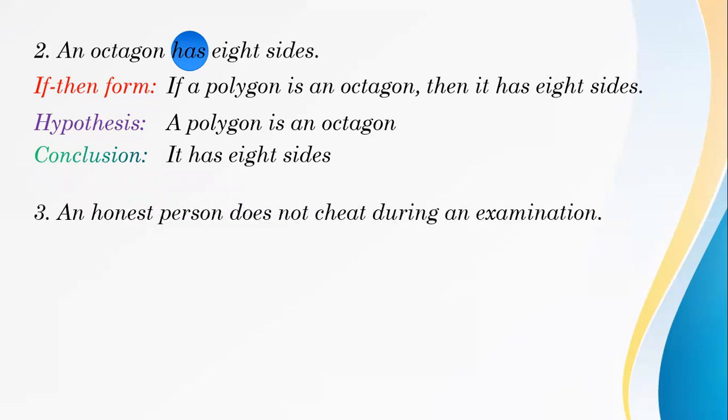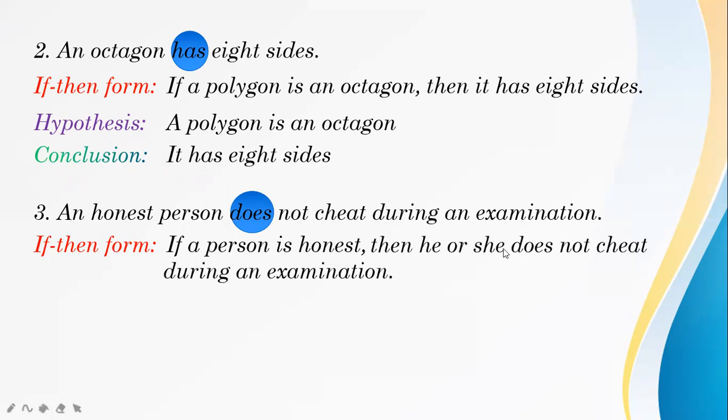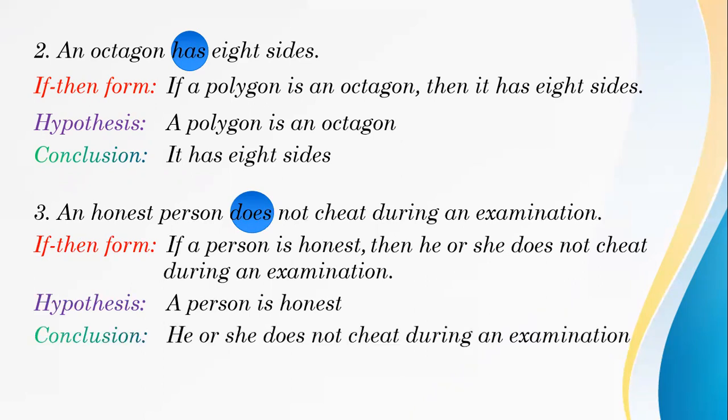Next, we have number 3. An honest person does not cheat during an examination. Does is the auxiliary verb. So therefore, the if-then form, if a person is honest, then he or she does not cheat during an examination. So we have the hypothesis, a person is honest. Then we have the conclusion, he or she does not cheat during an examination.